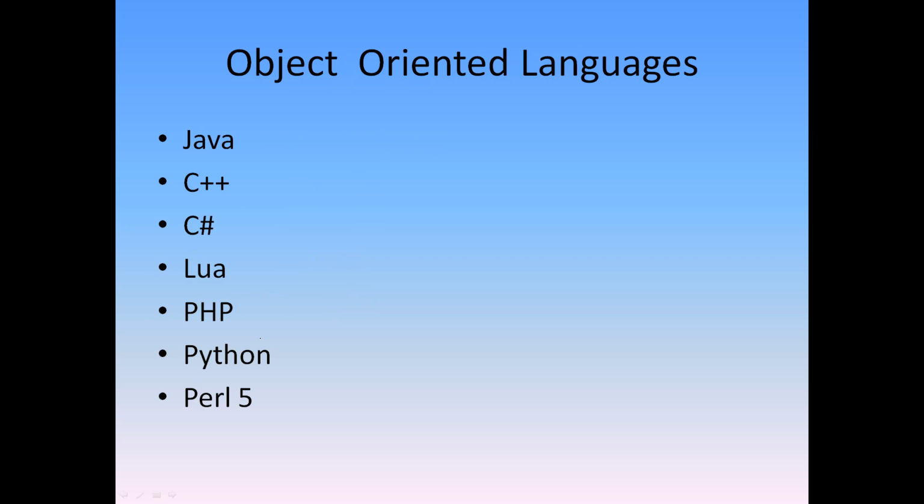Some object-oriented languages, we have Java, C++, C#, Lua, PHP, Python, and Perl 5. I've used Java, C#, Lua, and Python. PHP, I know a little bit about, not very much at all. I just know what it's used for. Perl 5 I've never heard of before, but I was looking for a list of object-oriented languages and put it on there.